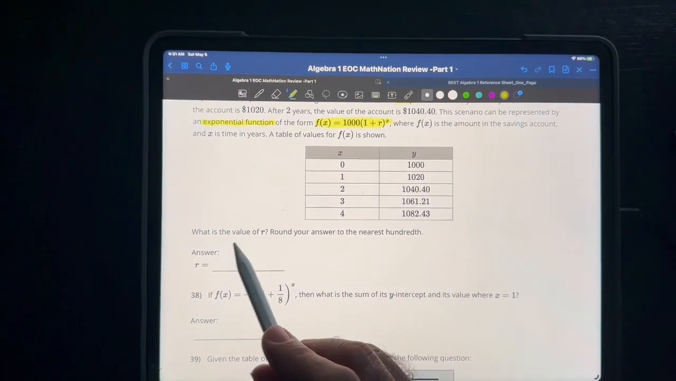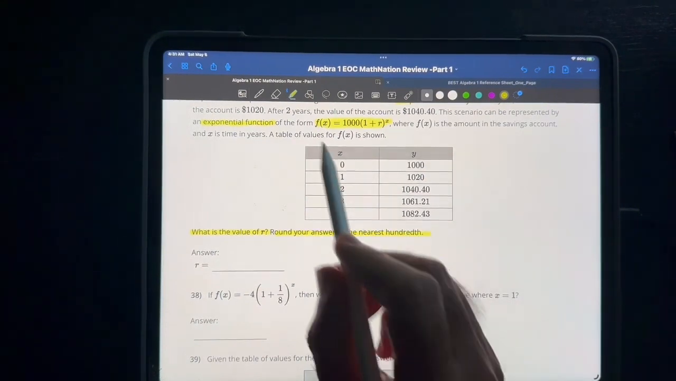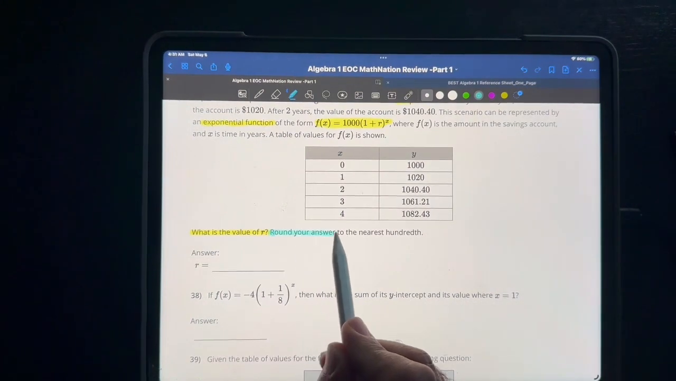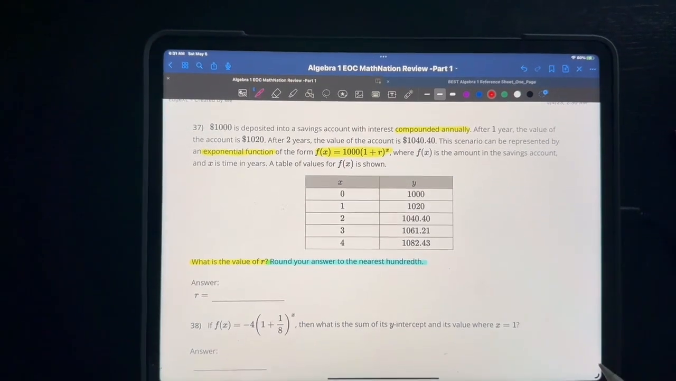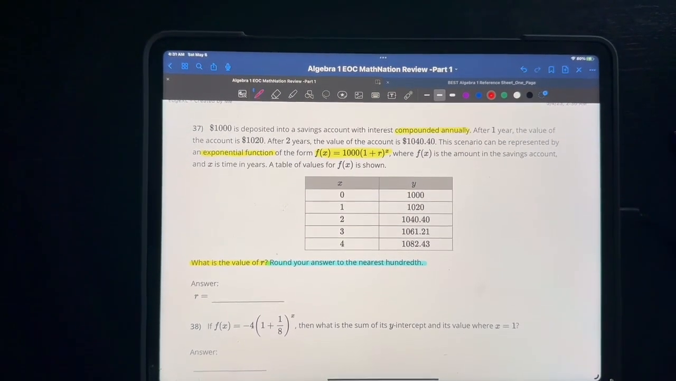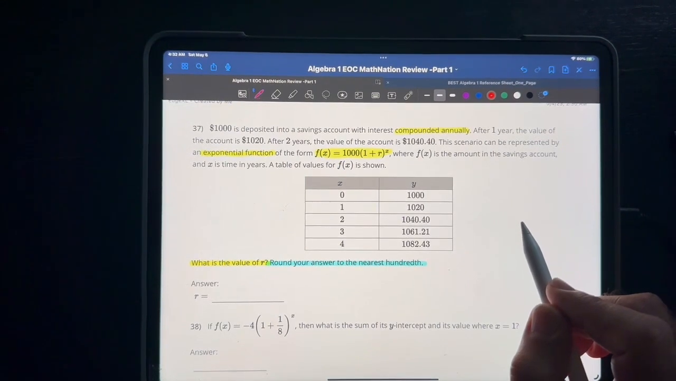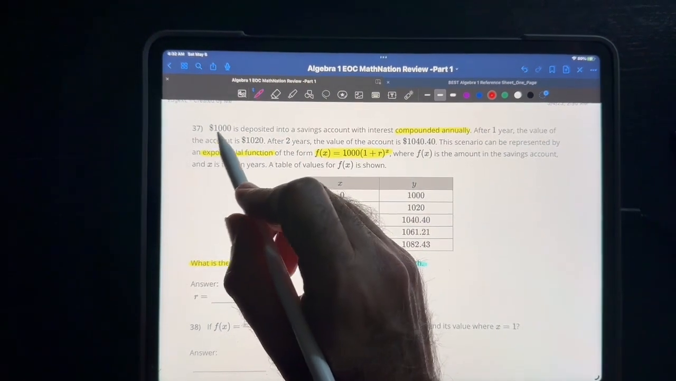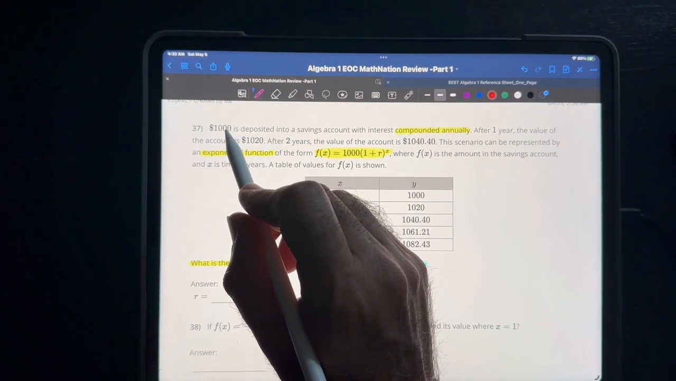So what do we have here? What is the value of r rounded to the nearest hundredth? Let me highlight these key things right here: round to the nearest hundredth. Please read, guys, because if you don't read, you don't know what they're asking you to do, and you'll just be on your own doing your own thing. So let me write down the equation, what I have. The $1,000 right here represents the beginning amount. You see this number on the outside? This is your a value. This is what you started off with in the bank.